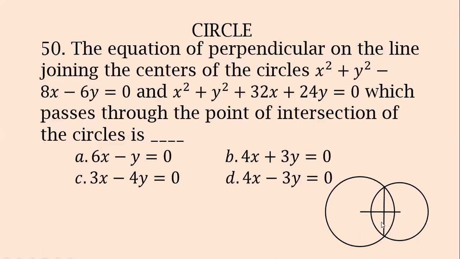So this is our required perpendicular, and it is clearly seen that this line is the common chord of the circles. So our answer is common chord. That is, we have to find out the common chord. That common chord will be perpendicular on the line joining the centers.